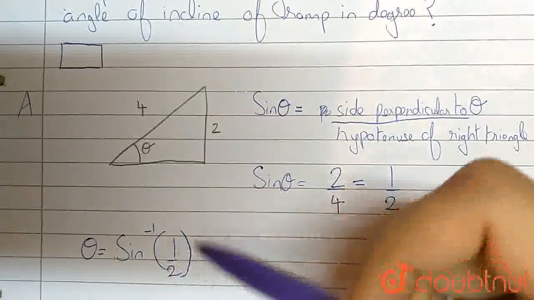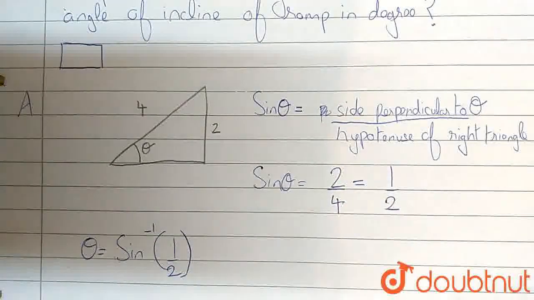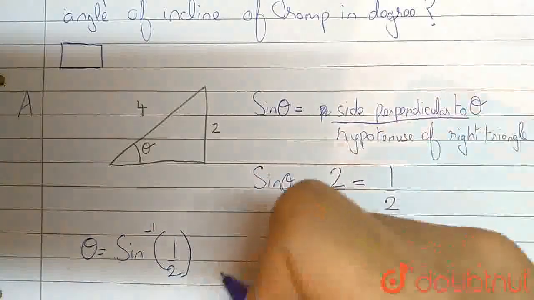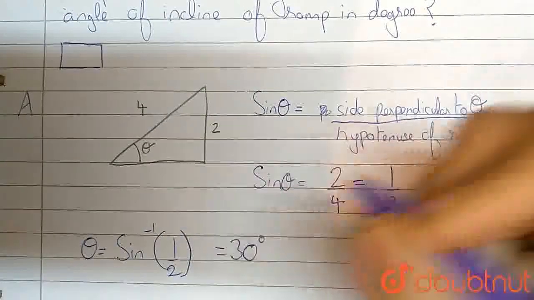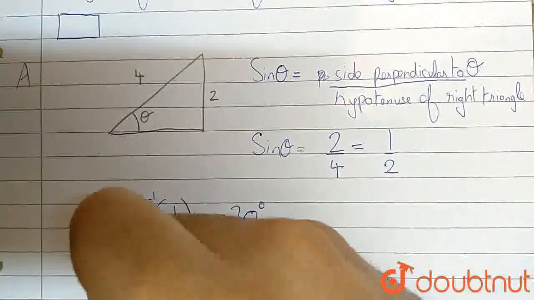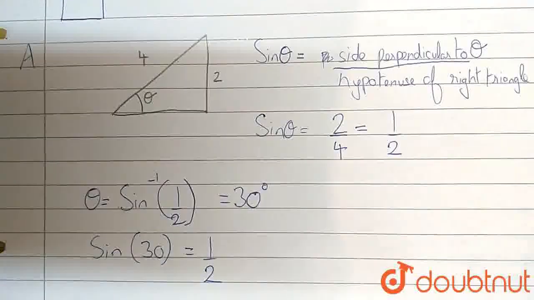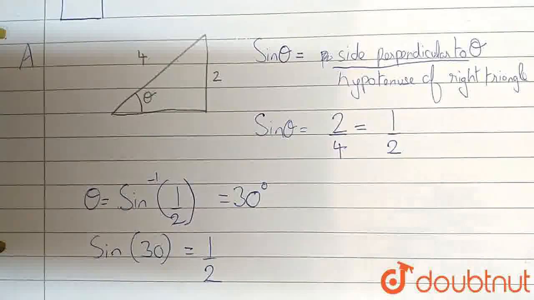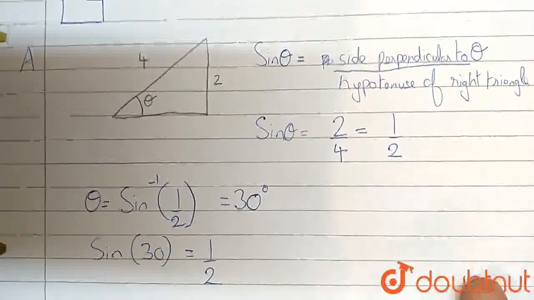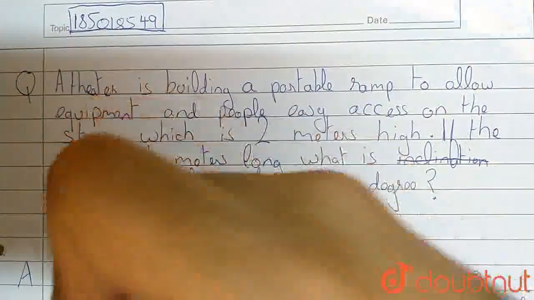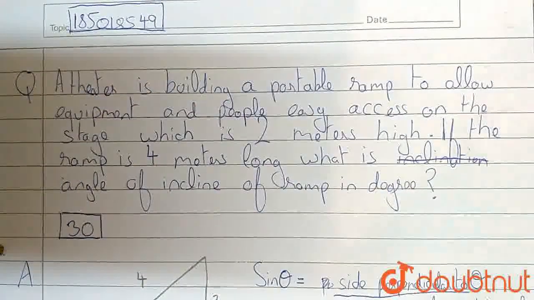Or this is also a very common quantity, so we can remember this by heart, which is sine inverse of half is 30 degrees, or sine of 30 is equal to 1 by 2. So this is a very common quantity which we can remember, or we can use a calculator to find this out. Hence we have found that the angle of inclination theta is equal to 30 degrees. So since this is a grid-in question, we will input this here, 30, and it is the value in degrees.